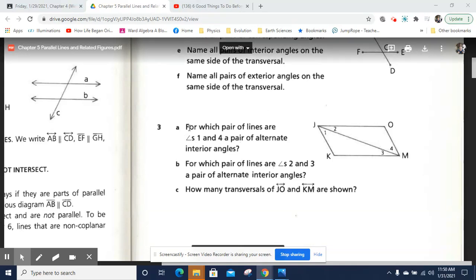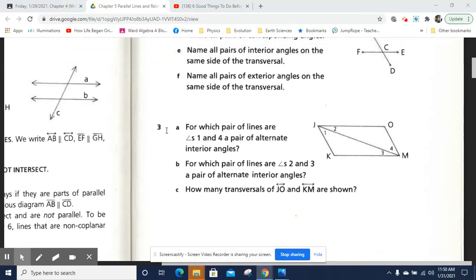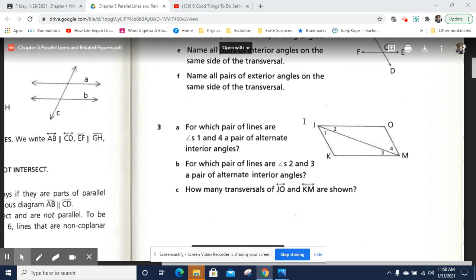Hey, this is Mr. Ward, and I'm going to talk about section 5.1 of Geometry for Enjoyment and Challenge, number 3. It asks which pair of lines the angles 1 and 2 are a pair of alternate interior angles for. So we've got JM, which is a transversal for a couple of pairs of lines, but it's a little hard to see when it's in a quadrilateral.